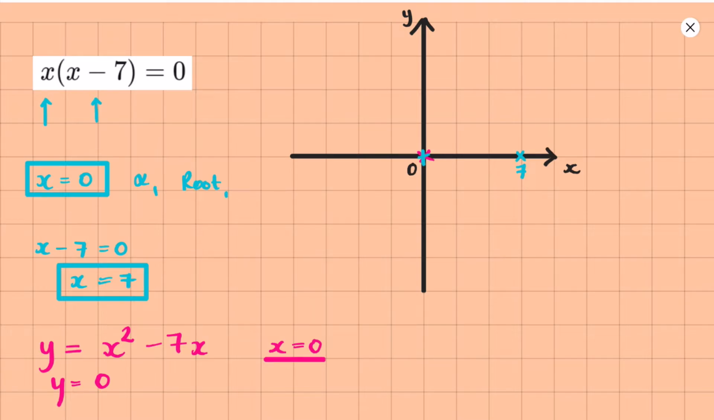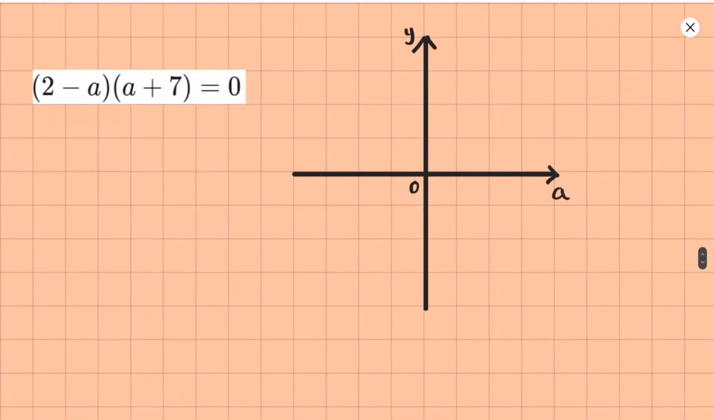Now we've noted that when we expanded this quadratic, it was a positive x squared. So we're just going to draw a smile and make sure that we try and get through those points. Take it slow. And sometimes if you hold the pencil a bit further back from the tip, it's quite a nice curve. We can label this now. This was the equation y equals x squared subtract 7x.